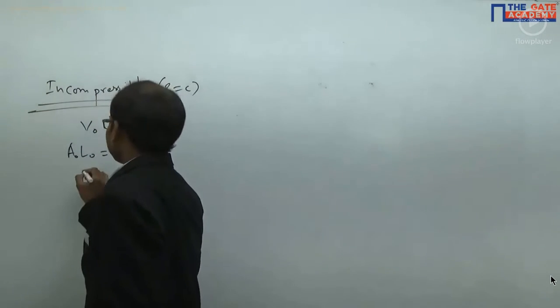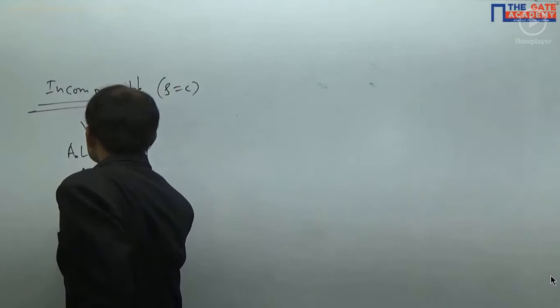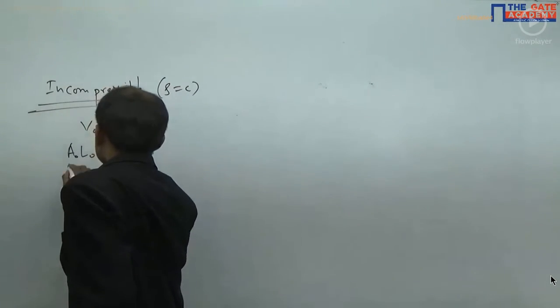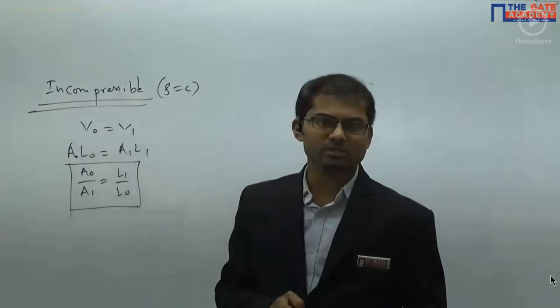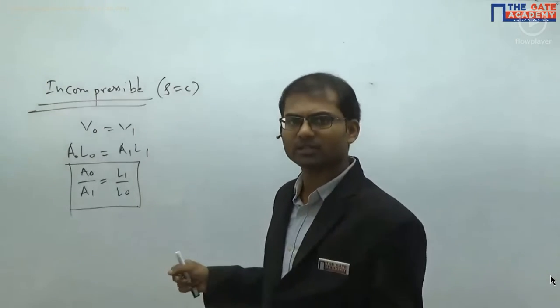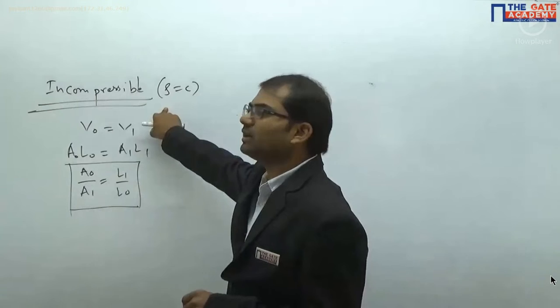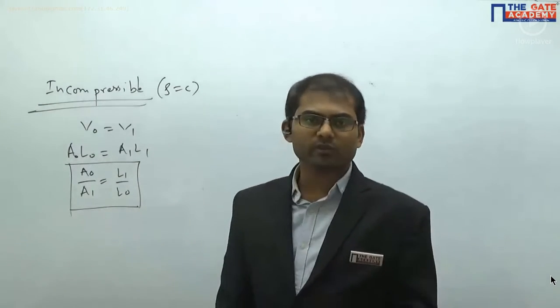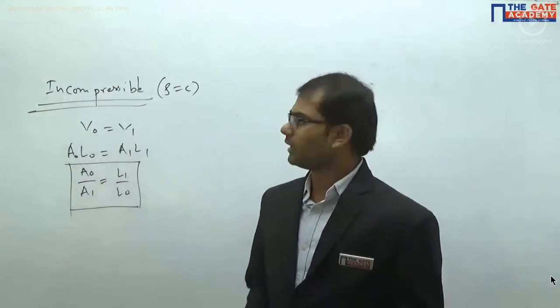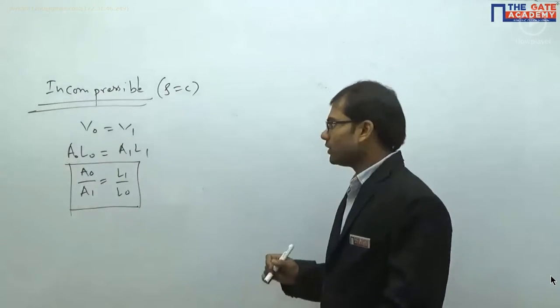So from this one we will be getting the answer that A0 by A1 is equal to nothing but L1 by L0. So we are actually going to derive the final formula for a perfect incompressible material. In strength of materials we have studied that for a perfect incompressible material, where its density is remaining constant, its Poisson's ratio value is equal to 0.5. So I'm just making you recapitulate that point here.